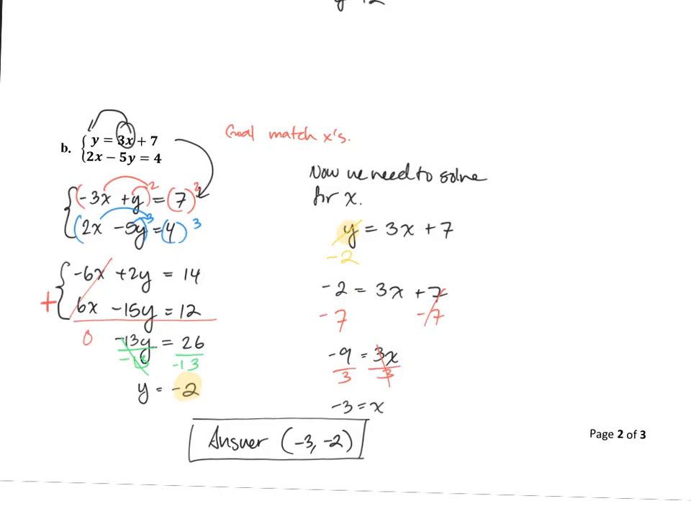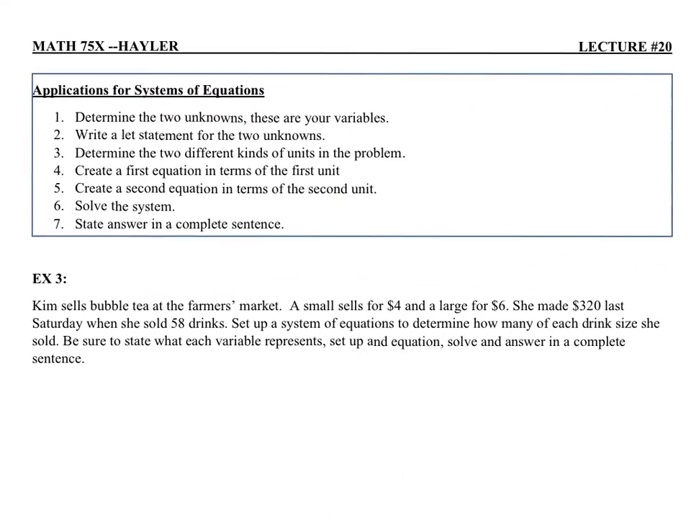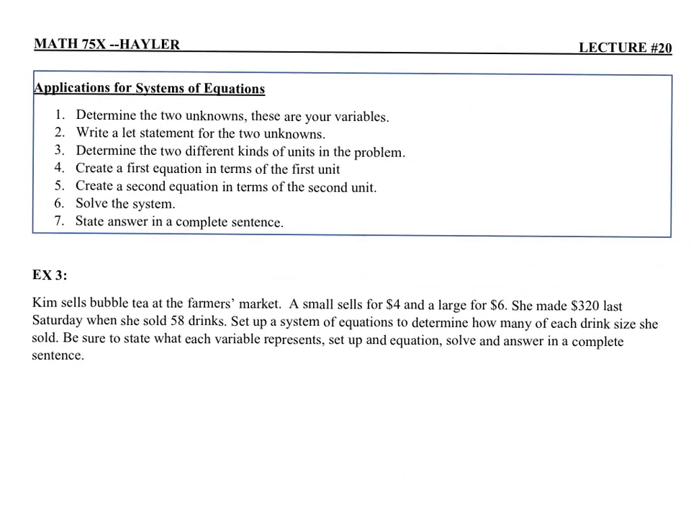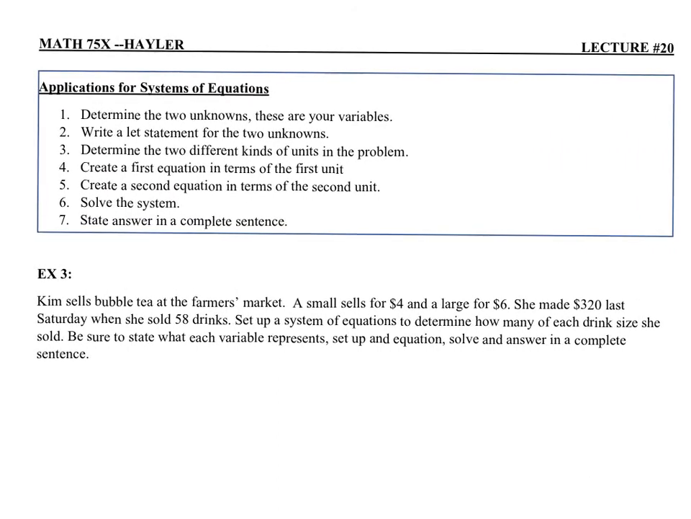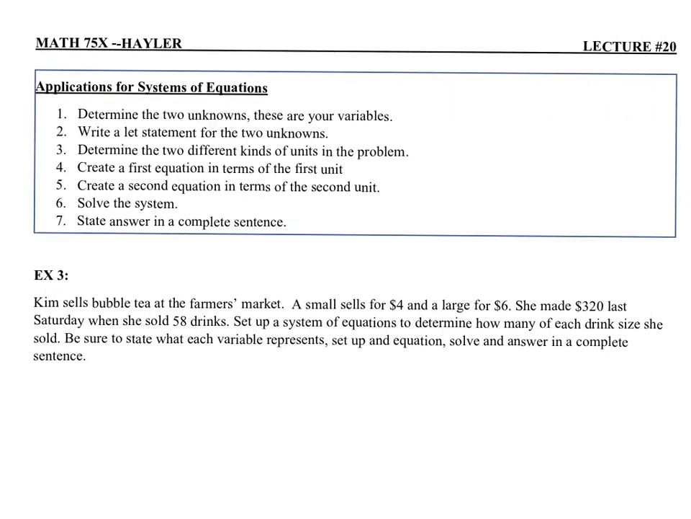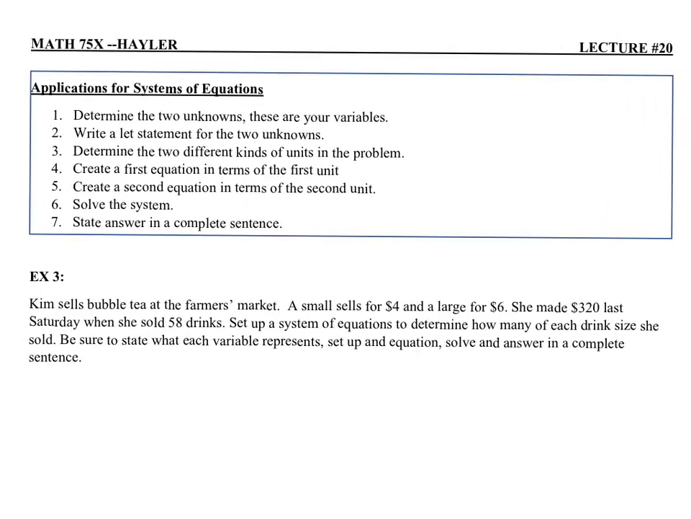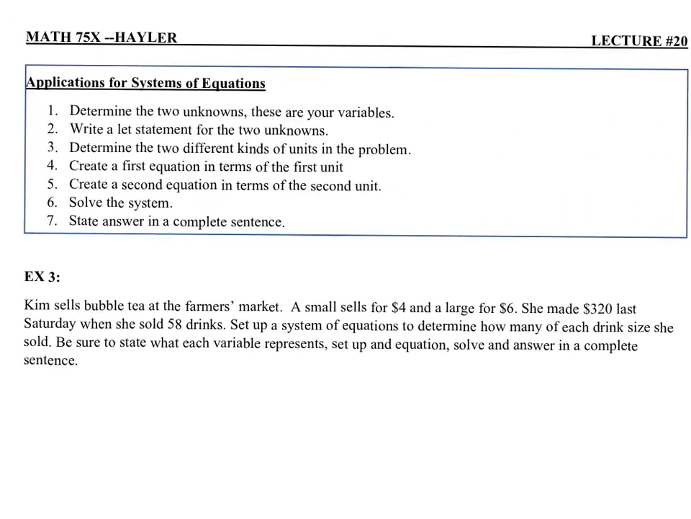Alright, so let's take a look at the last example for this section. These are applications of systems of equations. Normally, with our word problems, we would only have one variable, one thing that we don't know about in the problem. But now, since we're looking at applications for systems of equations, there are going to be 2 things that we do not know in the problem, which means that we'll need to use 2 variables to solve.